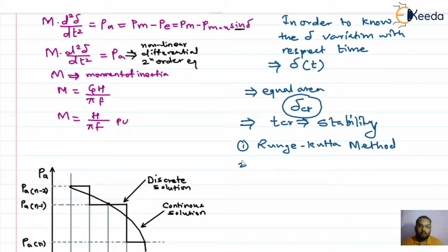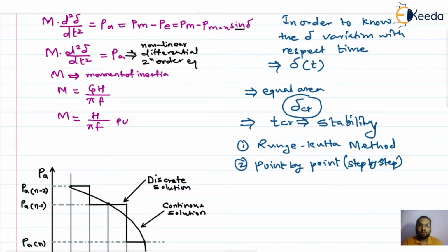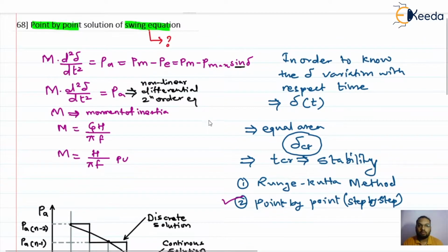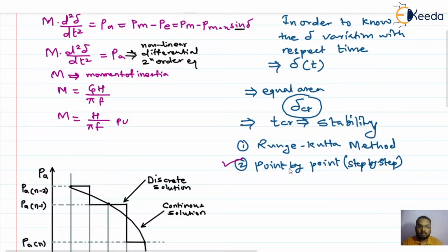Okay, and the second one is the point by point method, or sometimes it is also called the step by step method. This method is a conventional method. Here we are going to discuss this step by step method for solving the swing equation. So let us discuss this step by step method of solving the swing equation.